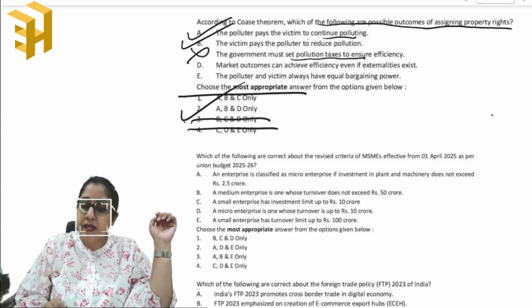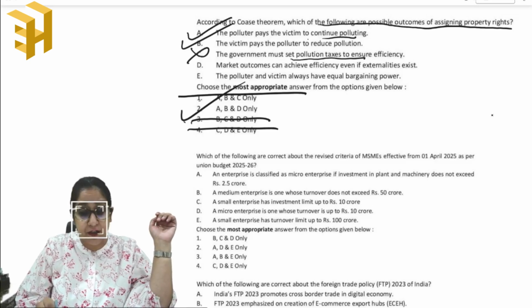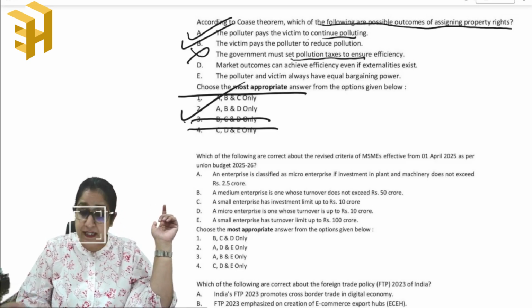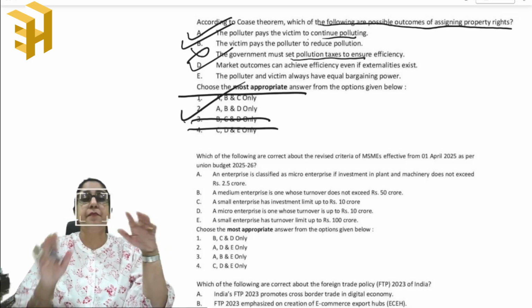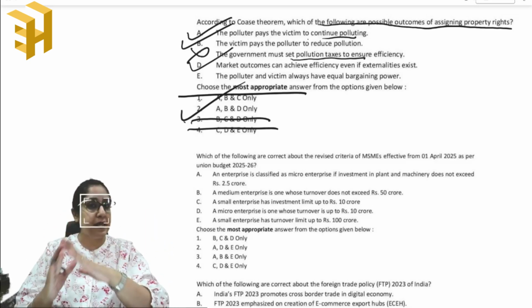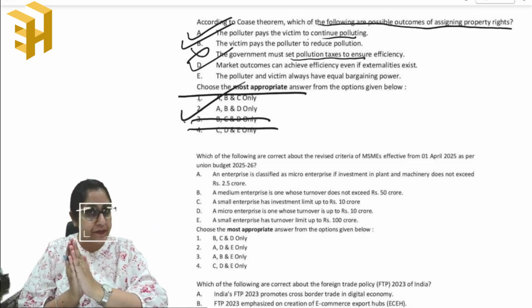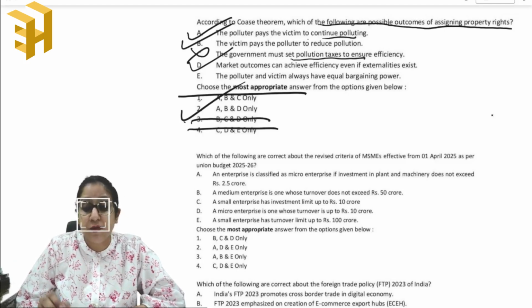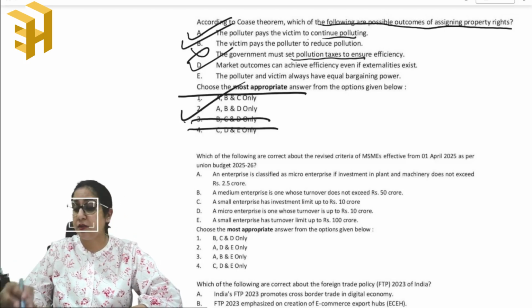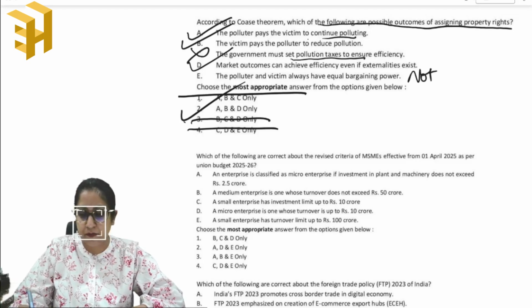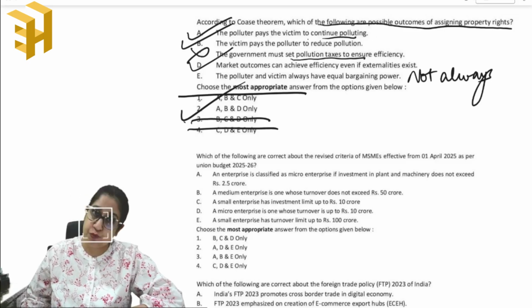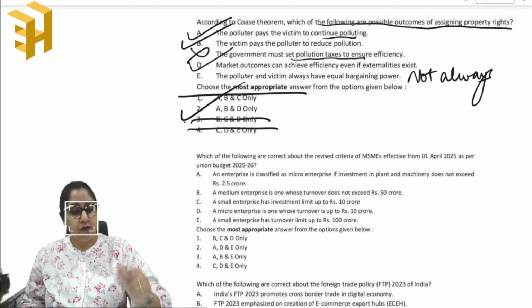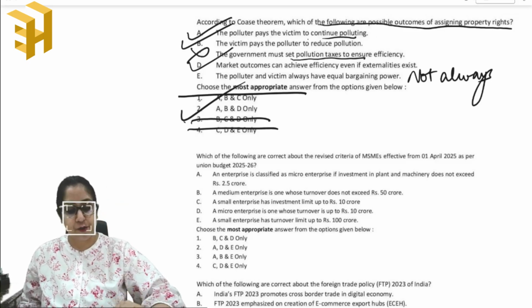Market outcomes can achieve efficiency even if externalities exist. Yes, simply because private parties are capable enough to negotiate. Okay, then the polluter and victim always have equal bargaining power. Not always, right? It is not always true. Okay, so we've come to the answer as option 2.